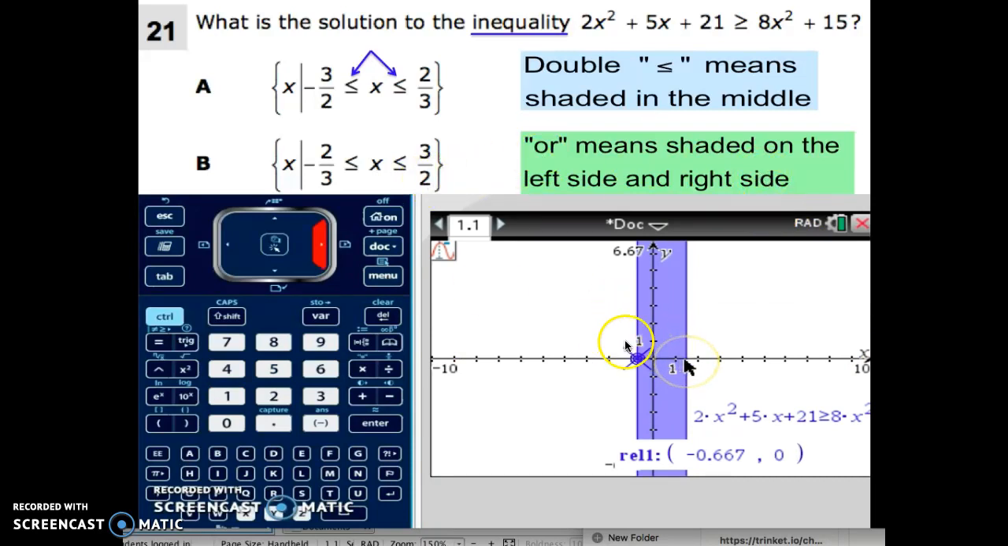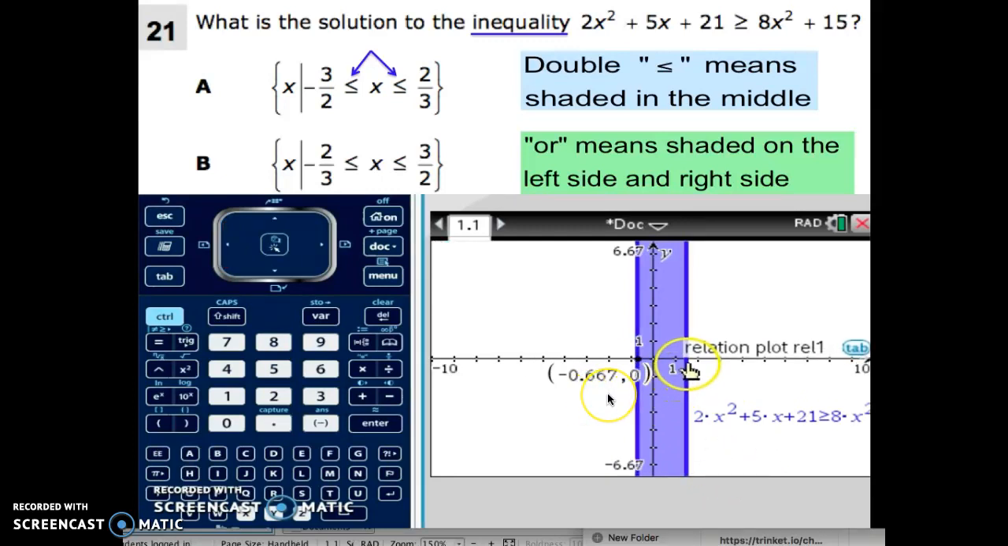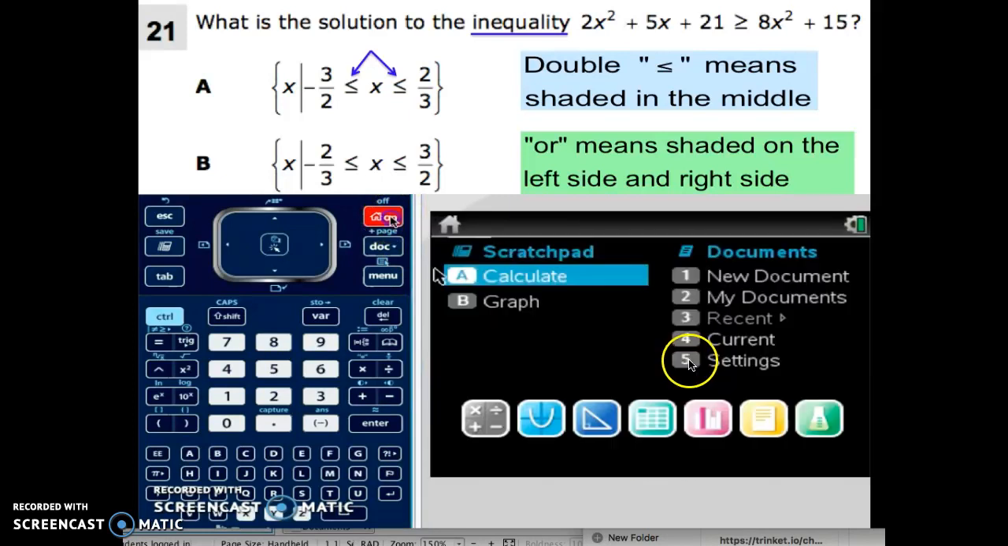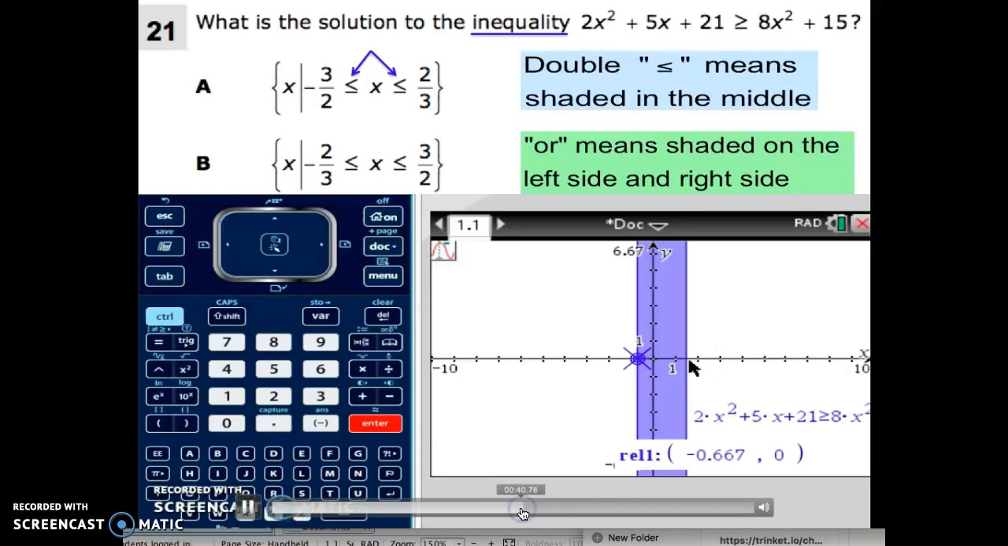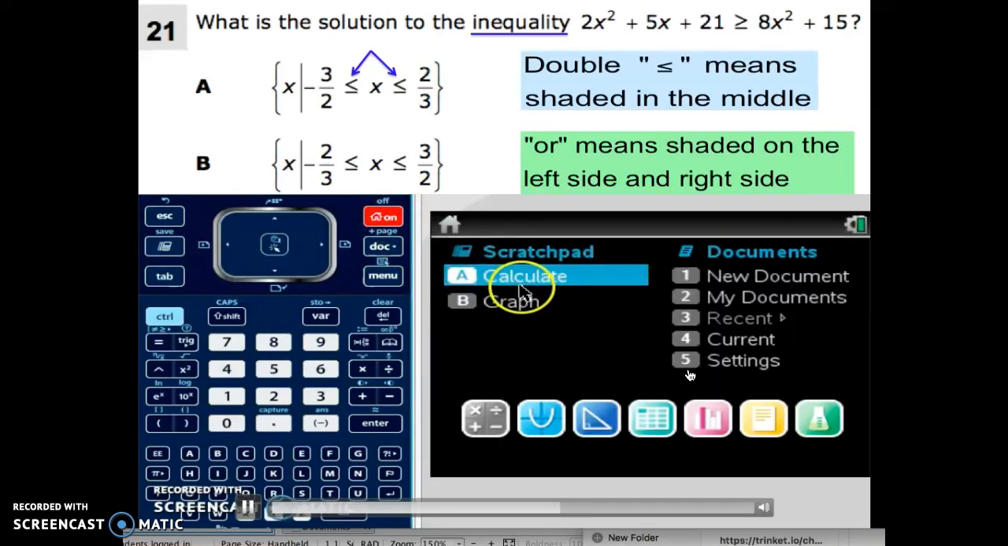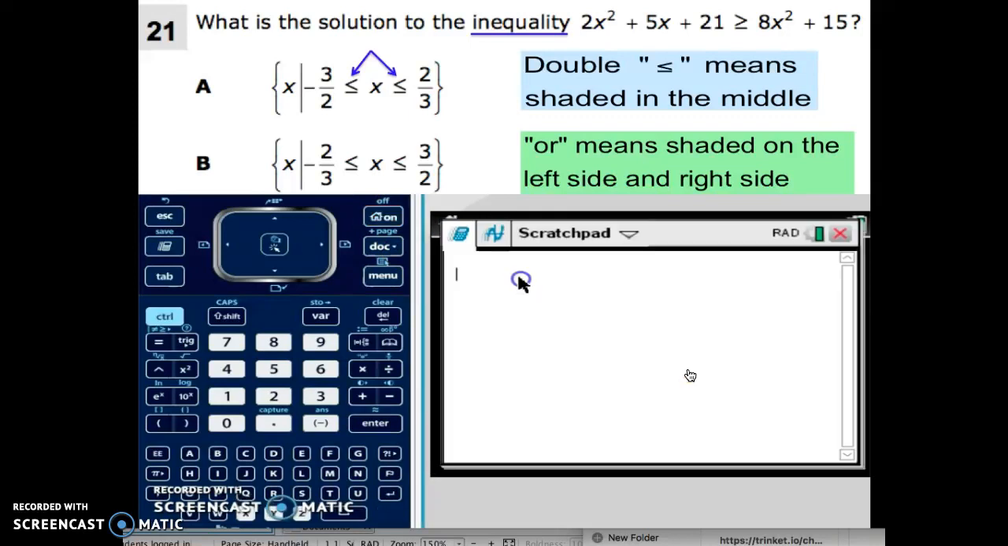And now I'd use menu 5.1. Sorry, the video's going faster than I expected. I use menu 5.1, and I get this coordinate here, negative 0.667, which I'm going to label here. Okay, negative 0.667. And over here, notice right there that it's between the 1 and the 2. That's at 1.5. So let's keep those numbers in mind, 0.667 and 1.5.